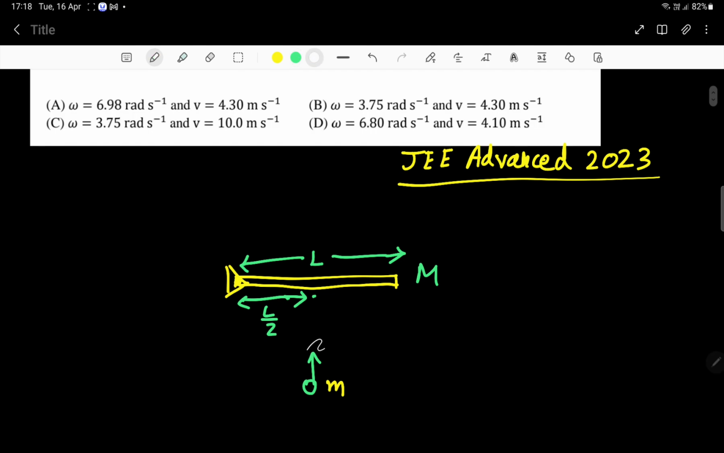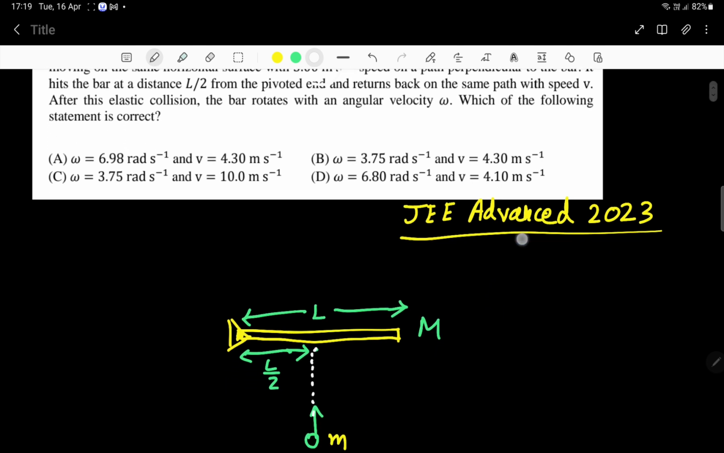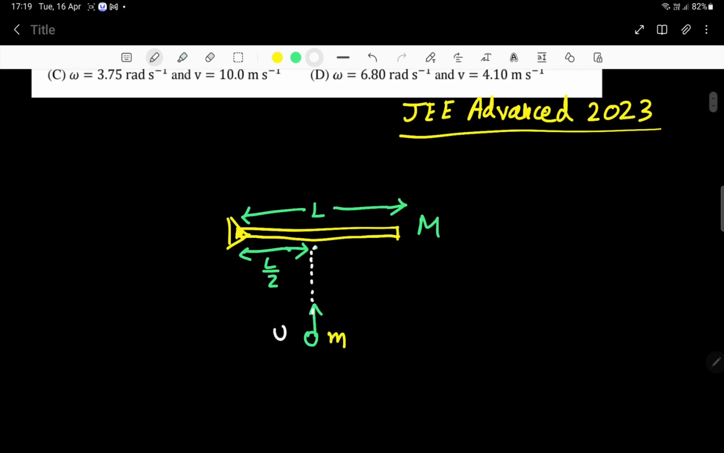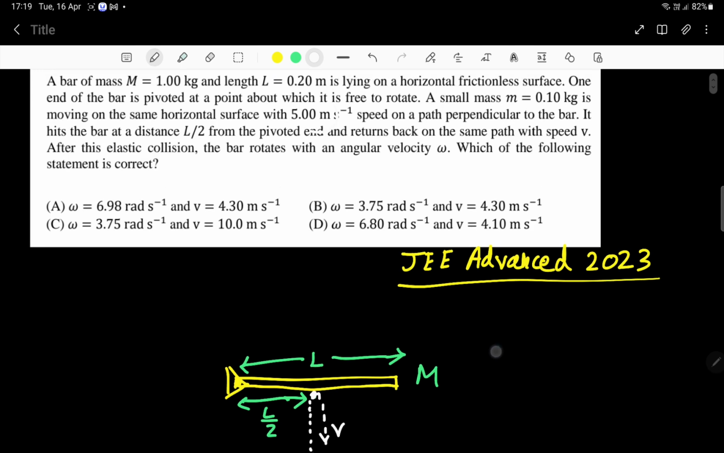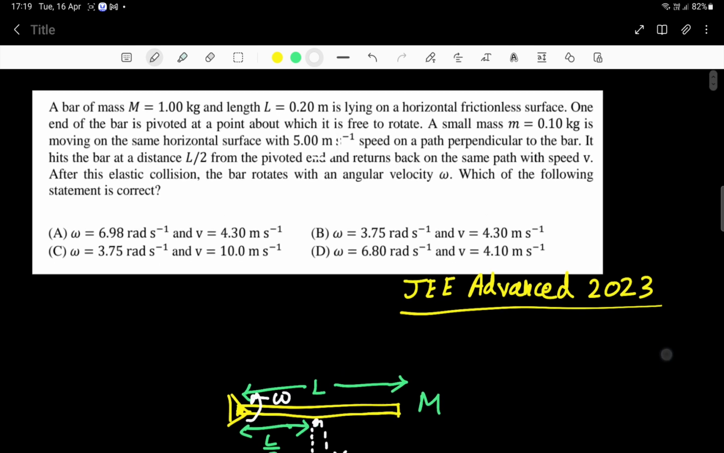So what happens is this particle comes here with some speed, with this speed, 5.00 meter per second. So let's call the speed u. And once it hits this bar, it comes back with a speed v. After this elastic collision, the bar rotates with an angular velocity omega. Which of the following statements is correct? So we essentially have to find the values of v and omega.